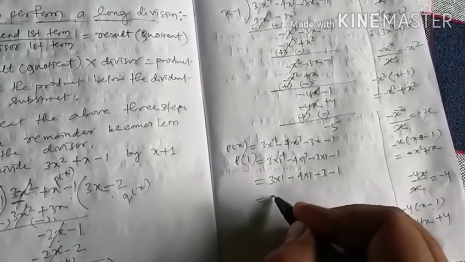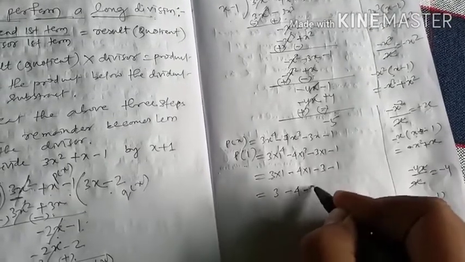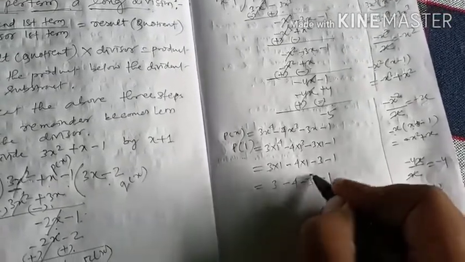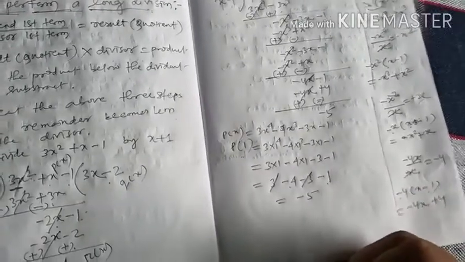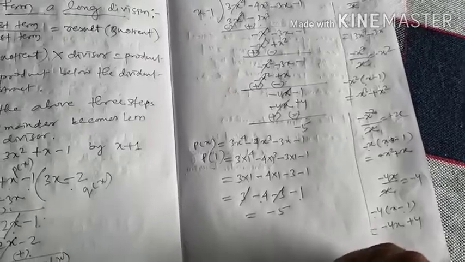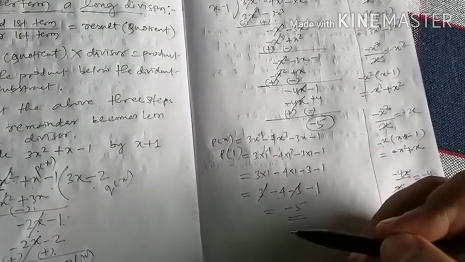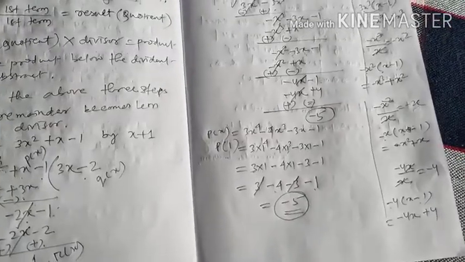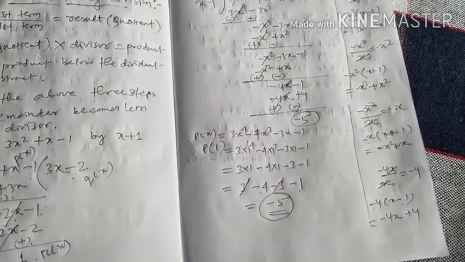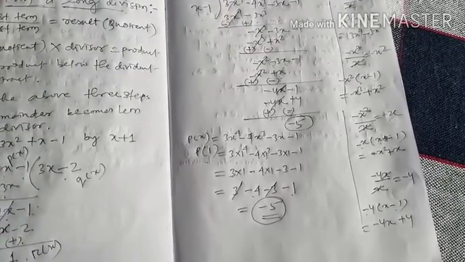Here we will get 3 ones are 3, minus 4 into 1, minus 4. Here it is minus 3 and minus 1. Minus 3 and plus 3 will be cancelled. Minus 4 minus 1, it will be minus 5. Wow, it's amazing. Here it will be minus 5, and look at here, this is also minus 5. So by doing this we can find out the remainder without performing the long division. Without performing the long division we can find out the remainder.